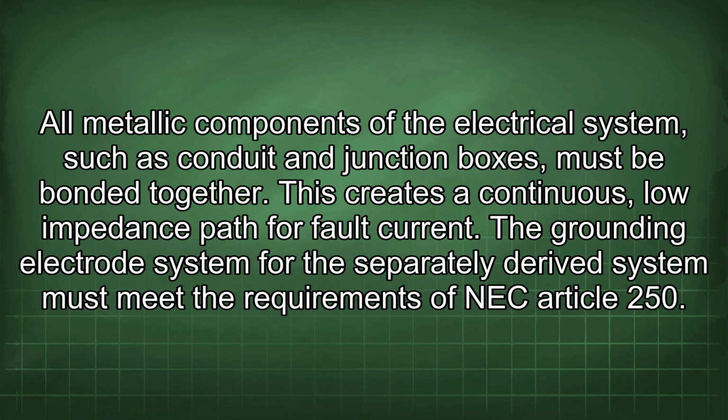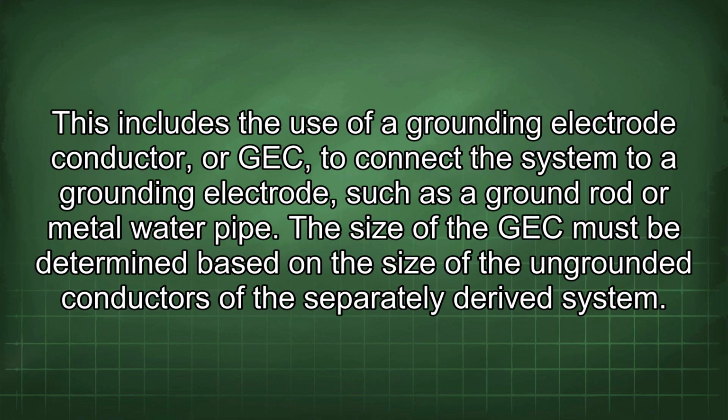All metallic components of the electrical system, such as conduit and junction boxes, must be bonded together. This creates a continuous, low-impedance path for fault current. The grounding electrode system for the separately derived system must meet the requirements of NEC Article 250. This includes the use of a grounding electrode conductor, or GEC, to connect the system to a grounding electrode, such as a ground rod or metal water pipe.